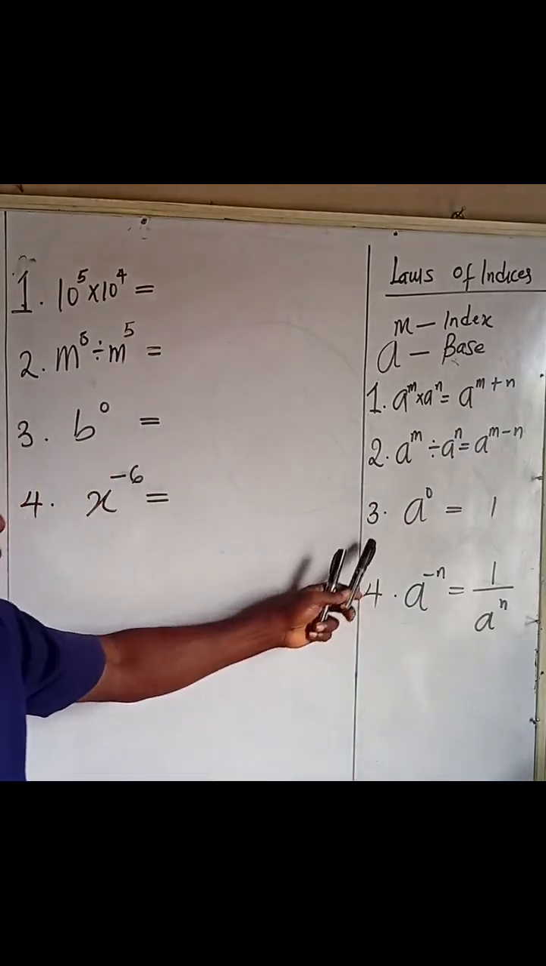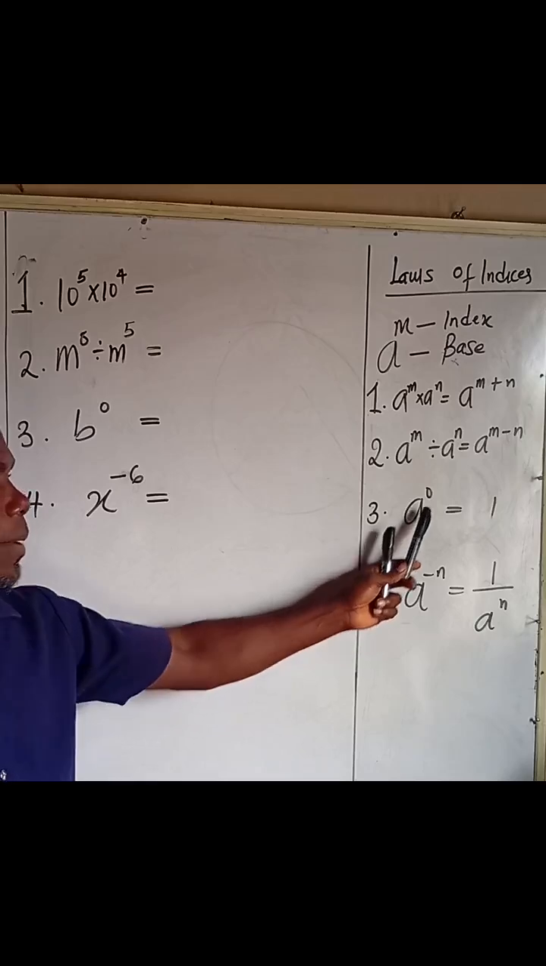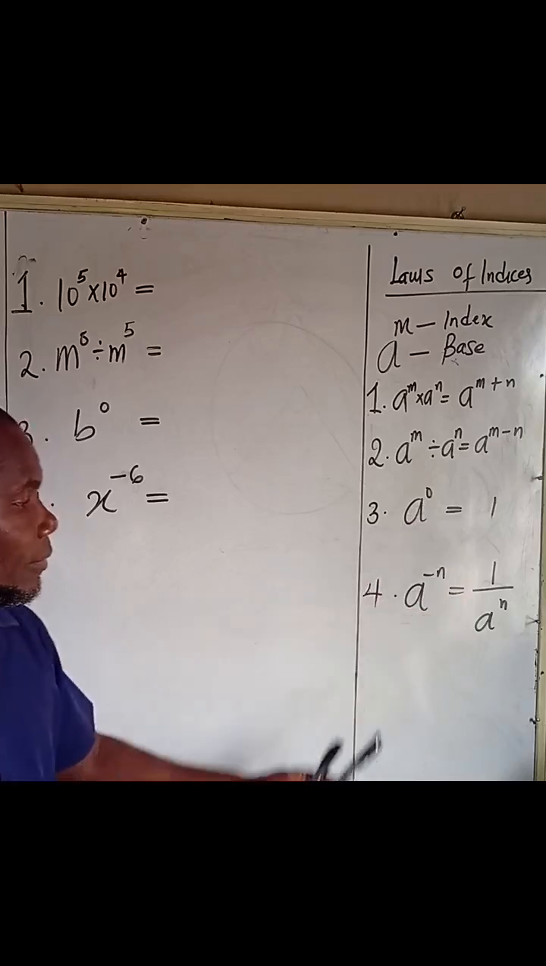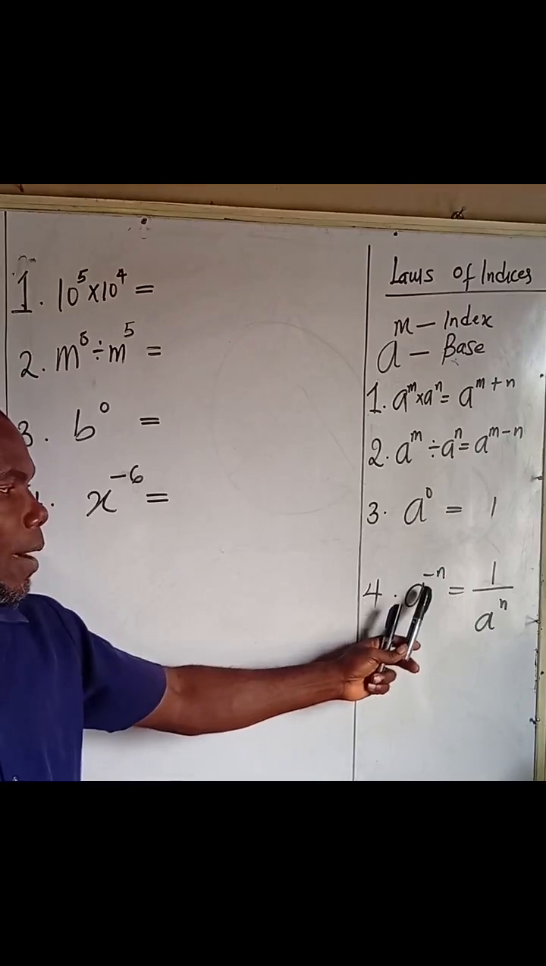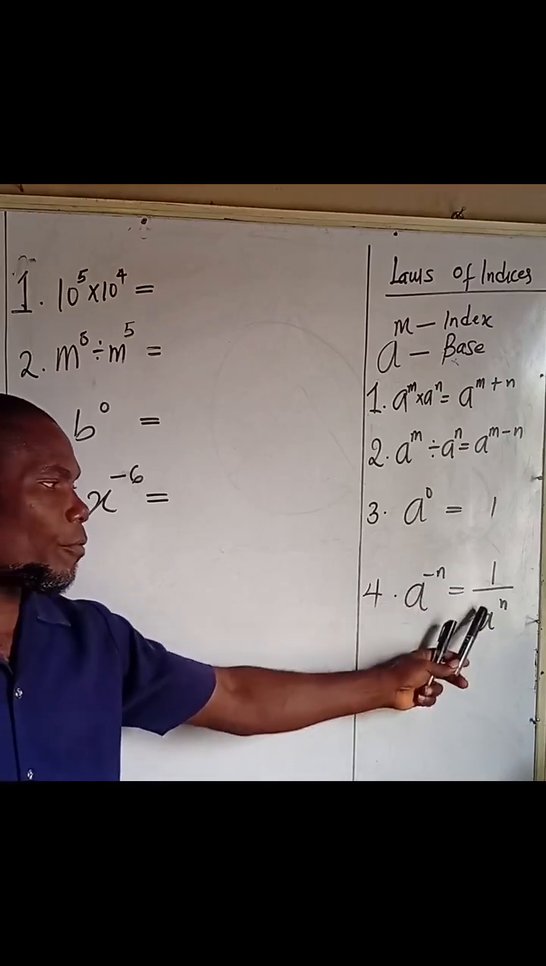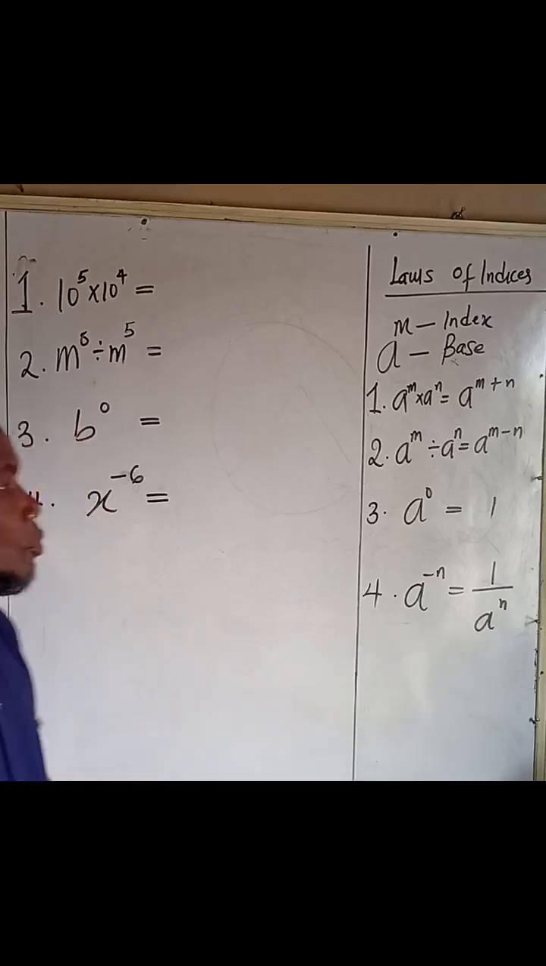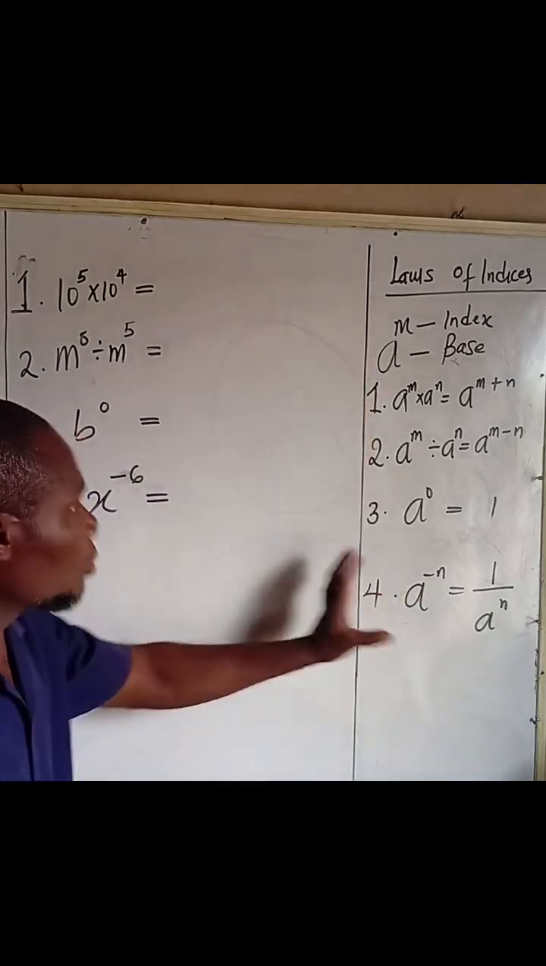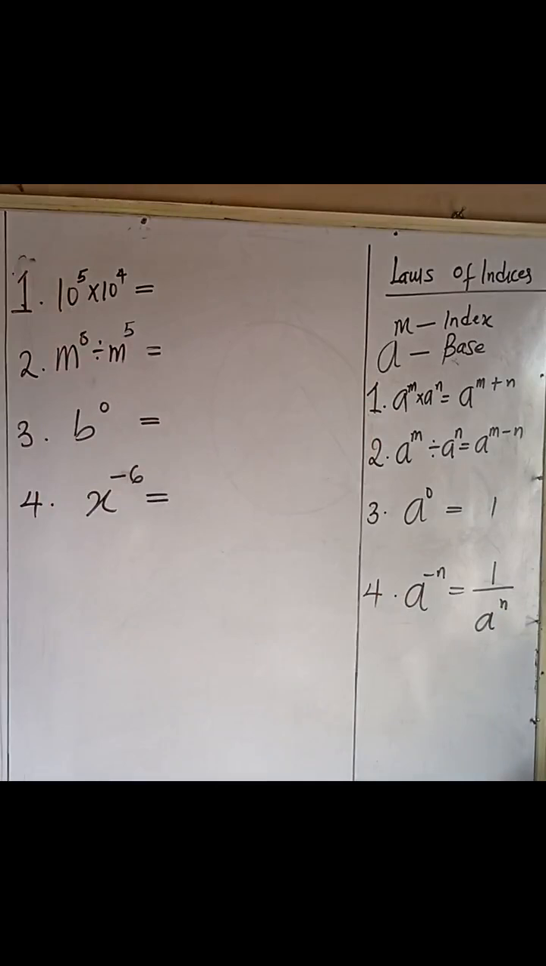The third one is a raised to power 0 is equal to 1. And the fourth one is a raised to power minus n is equal to 1 over a raised to power n. So we want to use these laws to solve these questions.